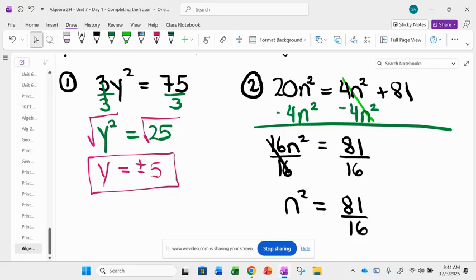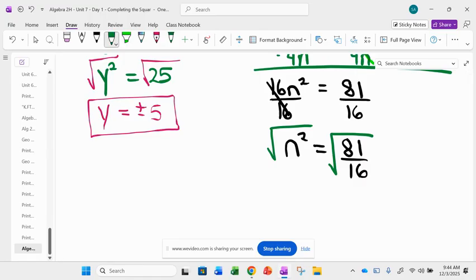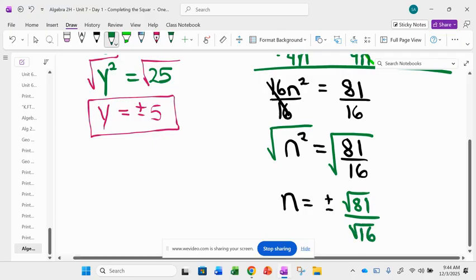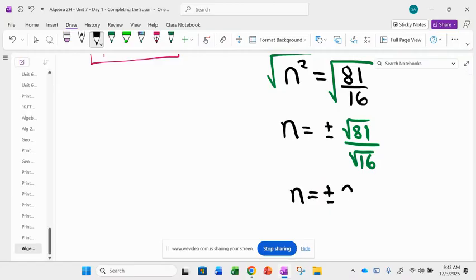Now that we have the quantity squared by itself, I'm going to undo the square by taking the square root. When we're solving, I have to account for the positive and negative value. And I can split this into the square root of 81 over the square root of 16. And this ends up working nicely. Why does this end up working nicely? Ariana? Because they're both perfect squares. So we have 9 over 4. So plus or minus 9 over 4.